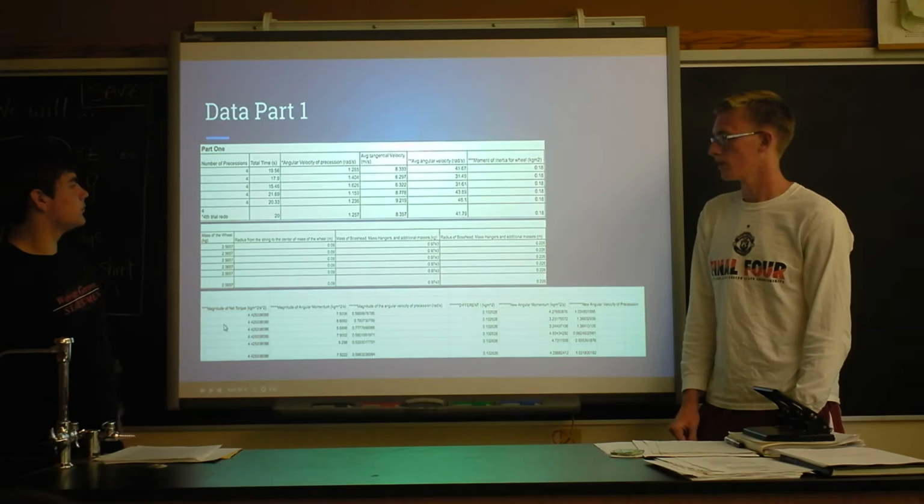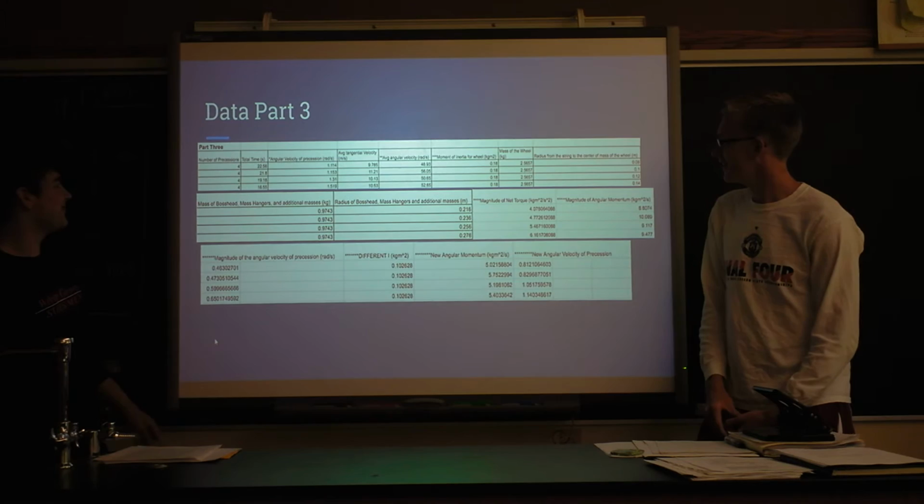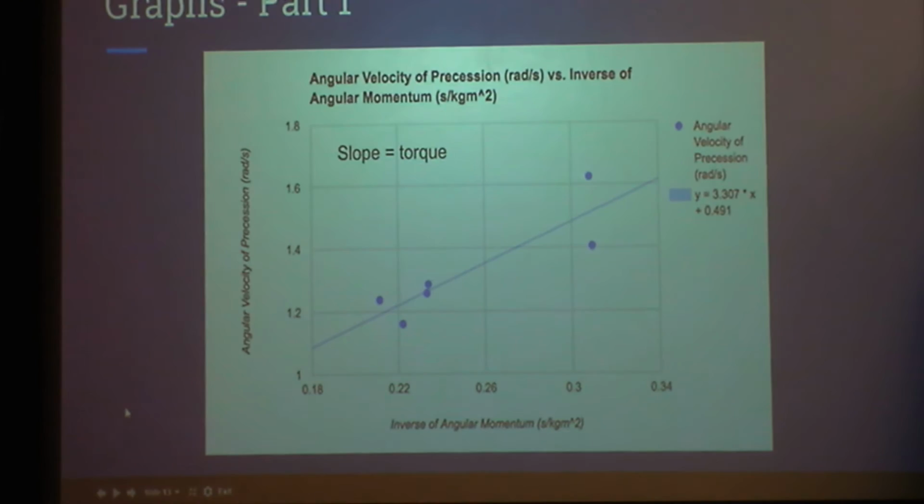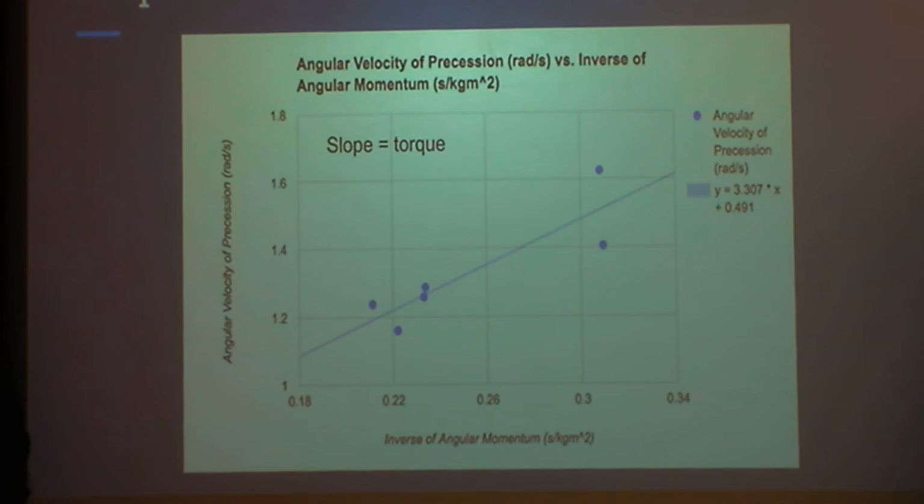So that's our data. It's a lot of data. Okay, so this is our graph for part one. So we graphed angular velocity of the precession versus the inverse of angular momentum, because the angular velocity of the precession varies inversely with angular momentum, so we had the inverse on that axis, and the slope ended up being torque.